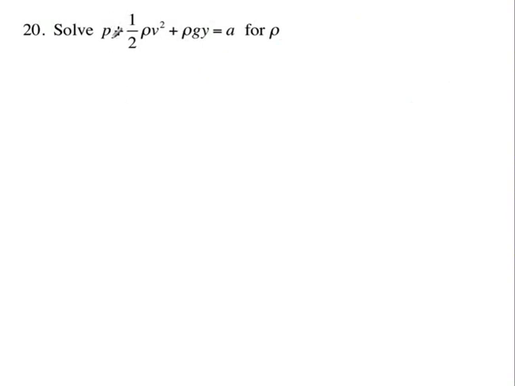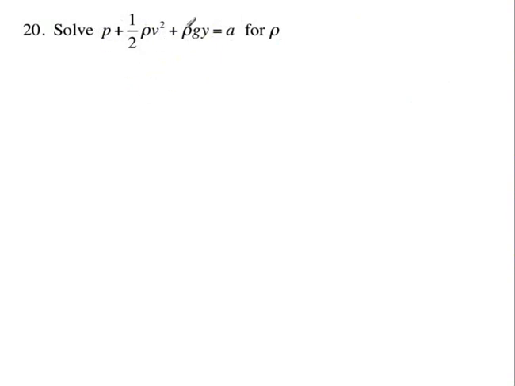So this is P, which is pressure, and this is rho, which is density. Rho and P are different things. You got to make sure that you see that. V is velocity, g is gravity, y is elevation. This is a constant.